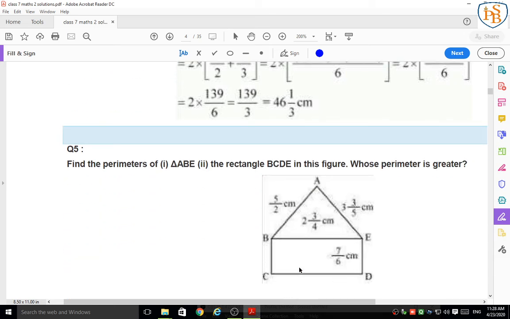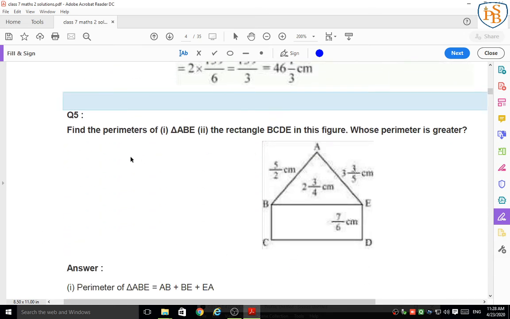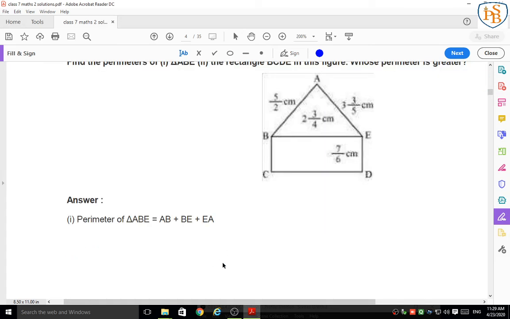So the next question, question number 5. Look at here carefully: find the perimeters of triangle ABE and the rectangle BCDE in this figure, whose perimeter is greater. ABE is a triangle having 3 sides, and there is no special formula, but we have to write here the sum of all sides. So look at here in this answer, perimeter of triangle ABE is AB plus BE plus EA. That means we have to find out the sum of measures of all 3 sides.